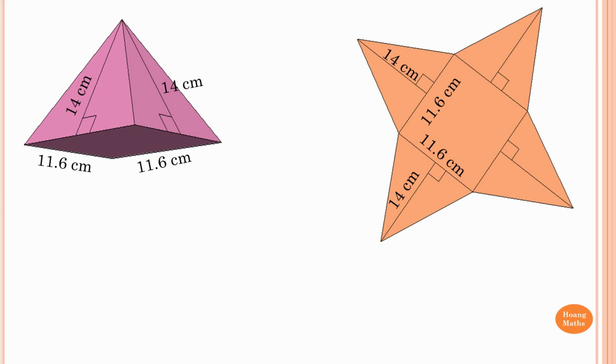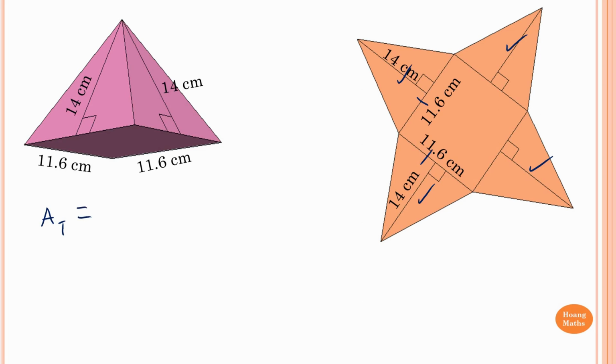This is a square pyramid because we have a square base here. This is 11.6 centimeters. This is 11.6 centimeters. So therefore, it's a square base. In other words, this area here and this, they are the same. So I just name this area triangle, so it's IT we do. So IT, because we have 4 triangles, are the same.